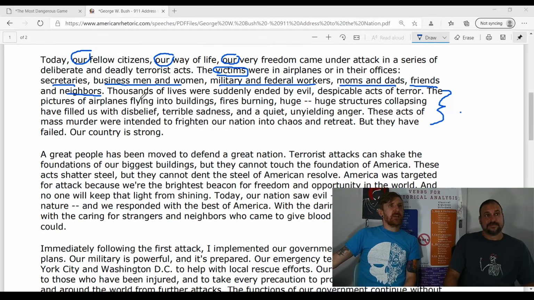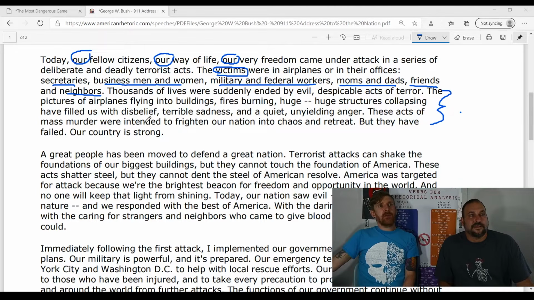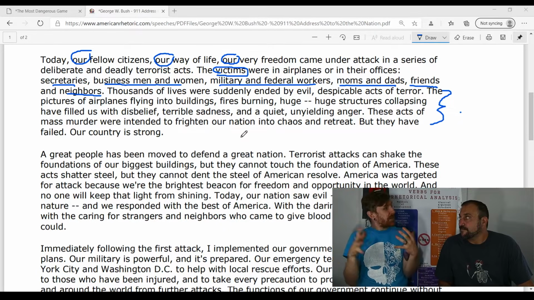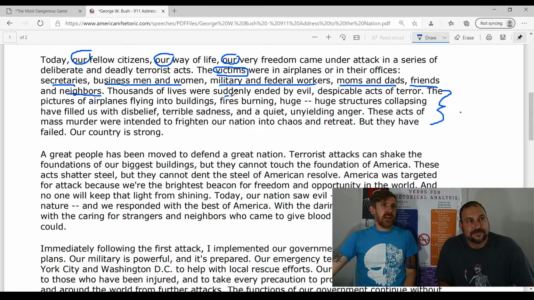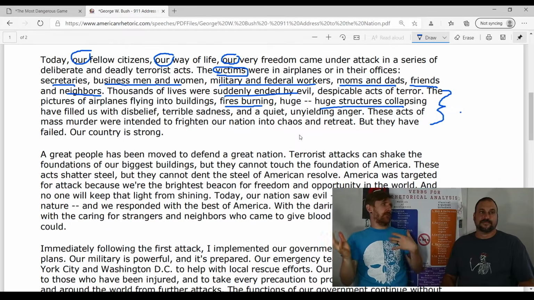We've got this part where he talks about the airplanes flying into buildings and the fires burning. And we have the mass murder intending to frighten our nation. And here he's trying to get people angry. So the kids are right in identifying that, but that's the effect. How do I actually look at what's going on here and then label this as a rhetorical choice? How do I get people to look at where it says "suddenly ended by evil, fires burning, the huge structures collapsing"? I mean, these were all things that happened earlier in the day. So what kind of verb can I pull that will help us say, hey, let's look into the past?